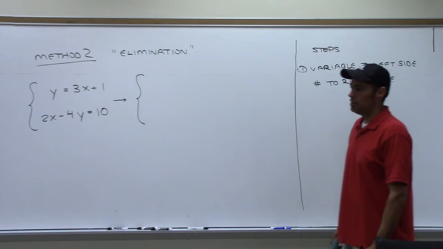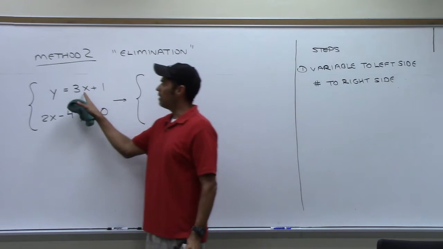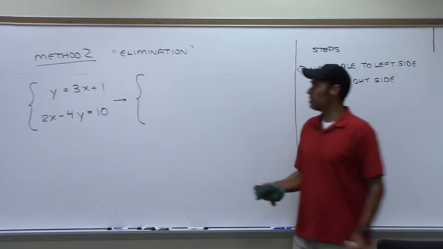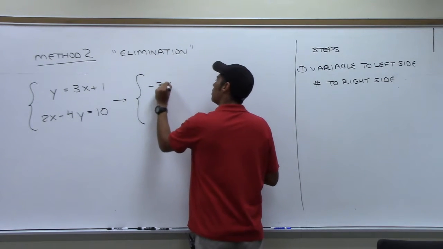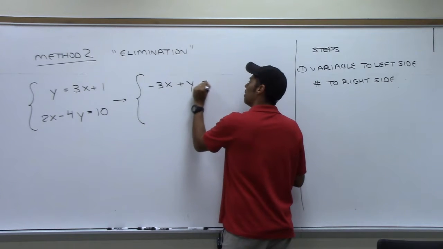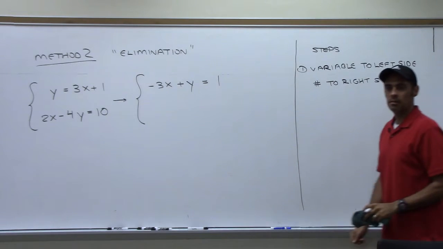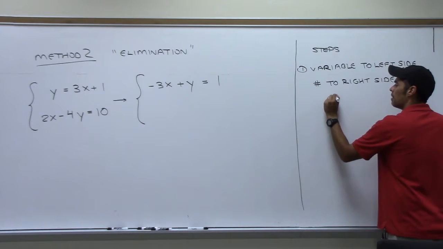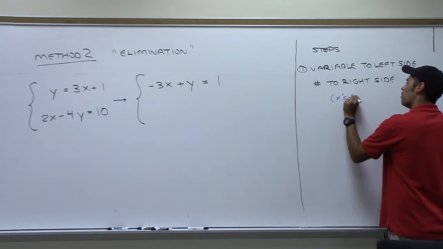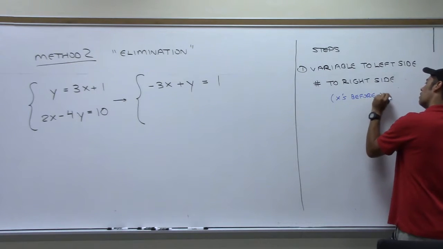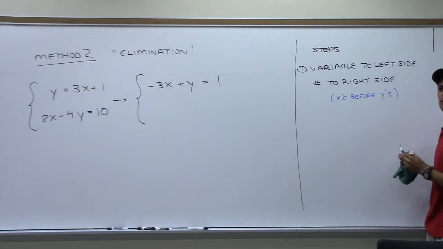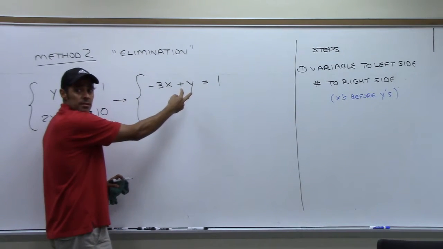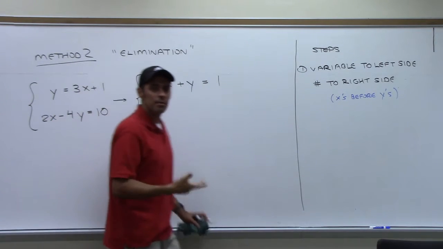The first equation, I'm going to move this 3x to the left side. And when I do that, it's going to become negative 3x. I'm going to put the negative 3x in front of the y, and I'll still have a positive 1 on the right-hand side. Let's do x's before the y's. Do you know what I mean by that? When you move everything to the left-hand side, I could have written this y minus 3x, right? Instead, I'm going to write it negative 3x plus y.